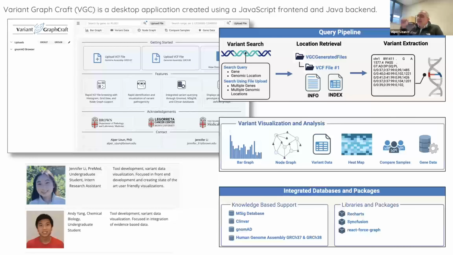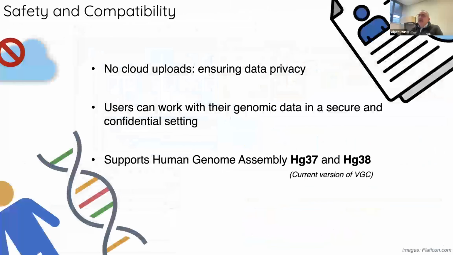And we are integrating different databases: MSigDB, ClinVar information, gnomAD, and we are specifically looking at GRCh37 and 38. So we are creating this availability for researchers so that they don't get stuck with only one genome assembly. And there are no cloud uploads, ensuring data privacy.